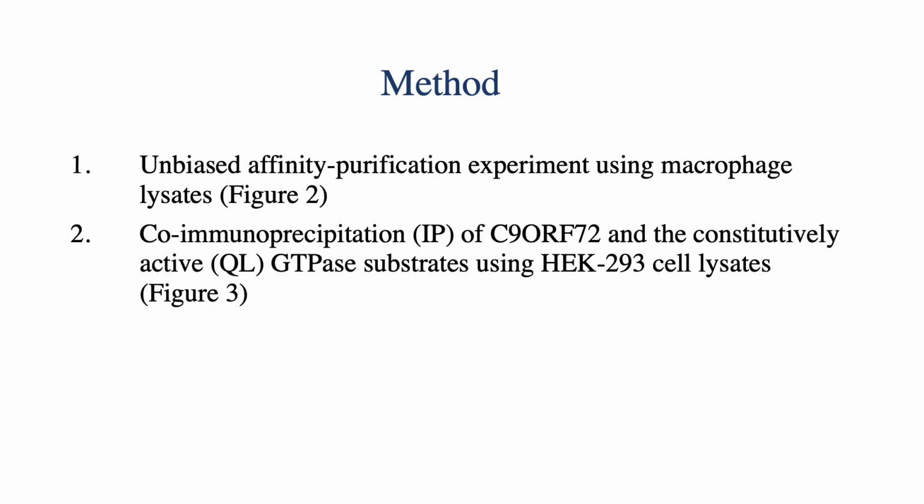So in order to first get hits on the substrate, we first performed an unbiased affinity purification experiment using macrophage lysate. And then using the hits that we got through the mass spec, we further performed co-immunoprecipitation of the C9ORF72 and the constitutively active substrate, which were locked in the GTP form, using the HEK lysate.